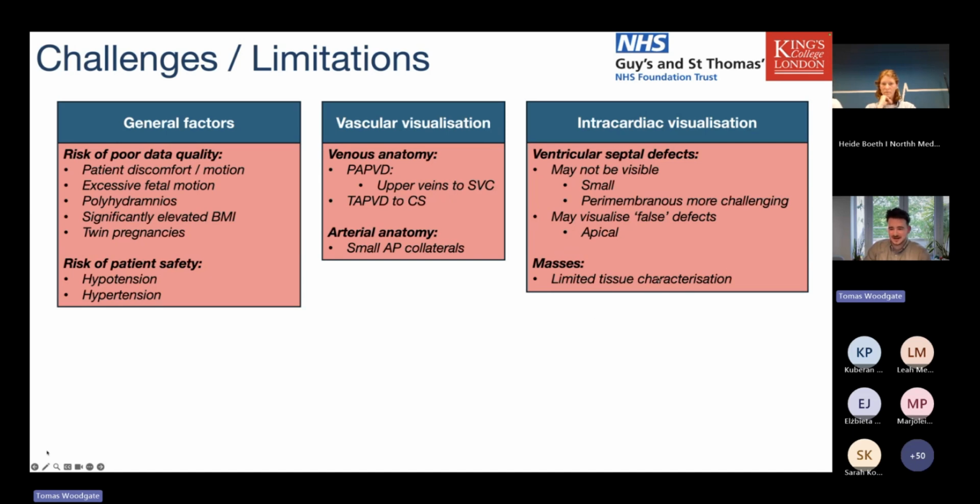And then just a word on our tissue characterization for the masses. Sometimes this can be quite limited, or our assessment of this can be quite limited, but can still be valuable.